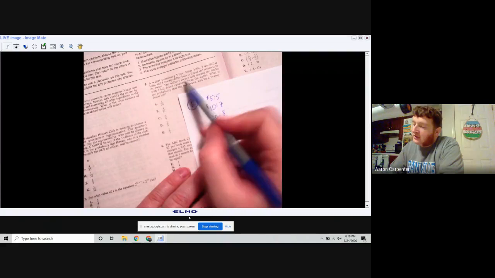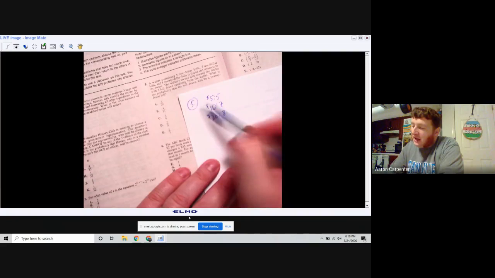So really I would have just underlined all the important bits of this while I was reading. But since I'm not writing in my book, I had to quickly summarize it.